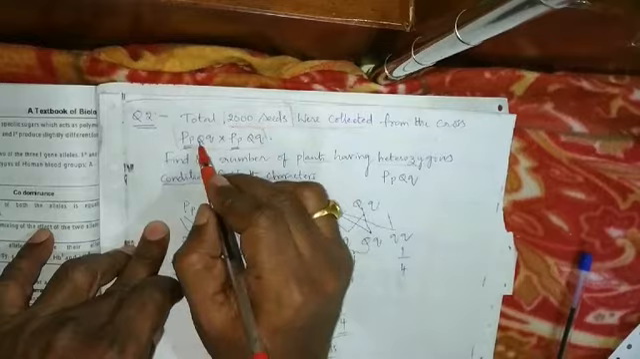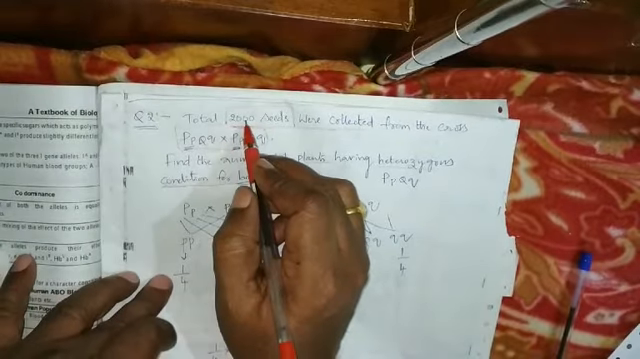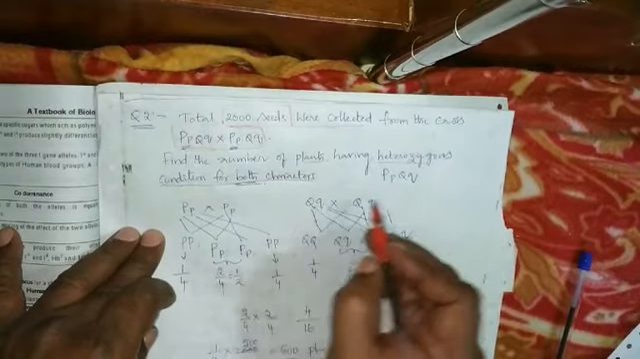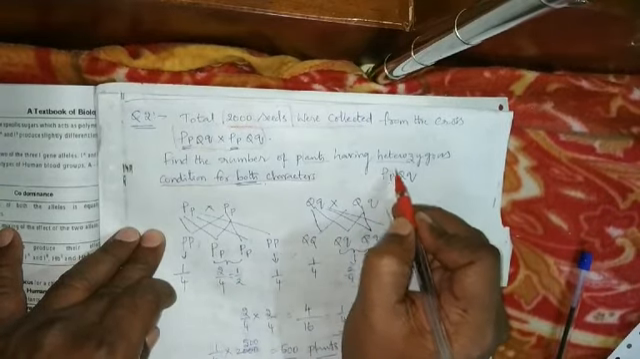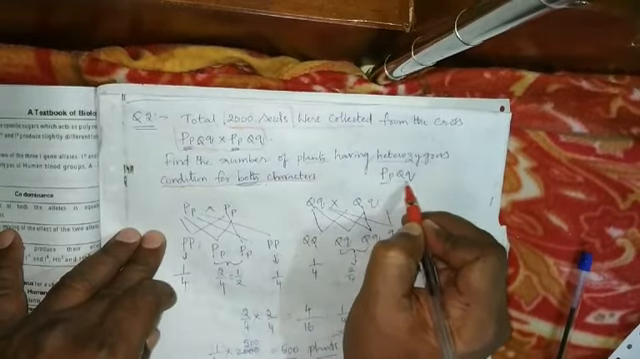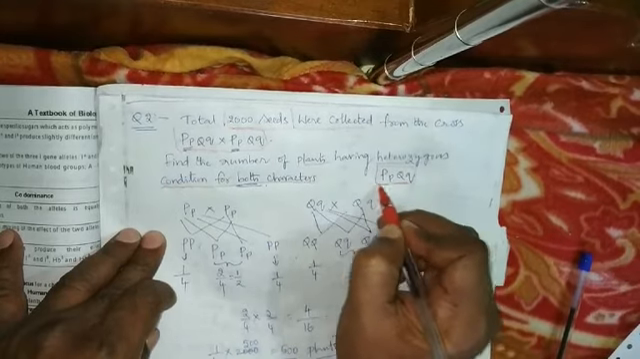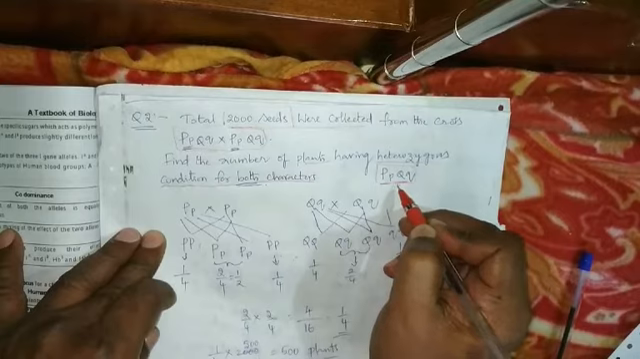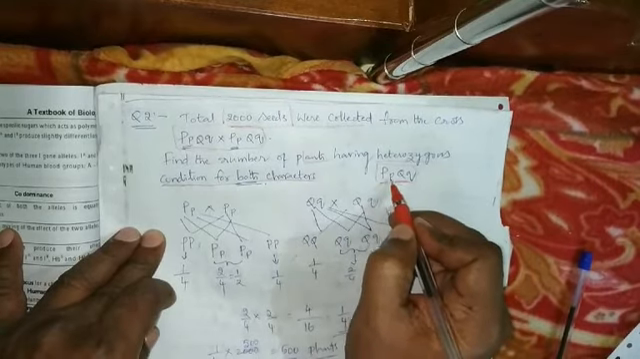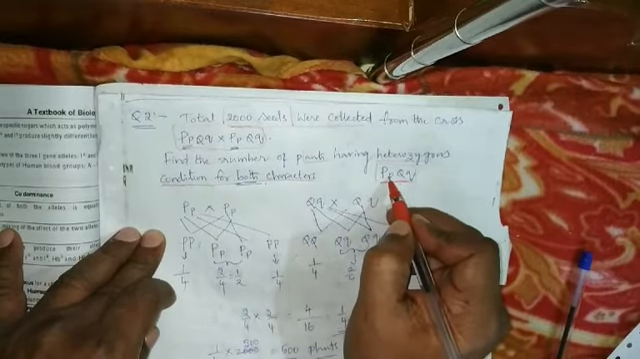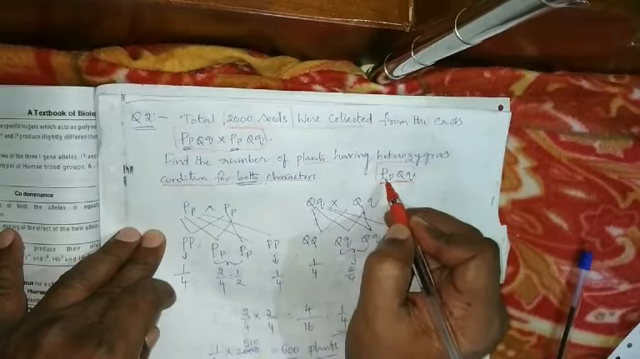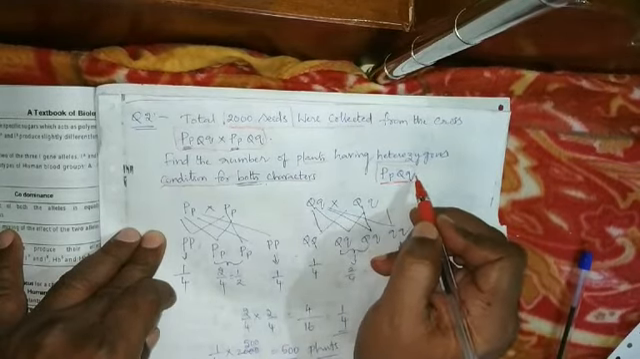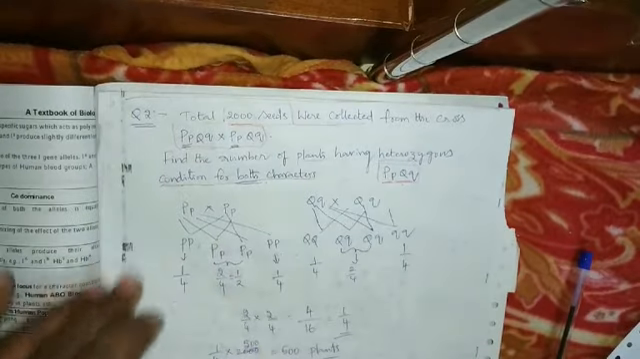When we cross these two plants, we get 2000 hybrids. Among those 2000 hybrids, we see this kind of genotype combination. Then what is the number of plants of this genotype? So we need to solve this problem.